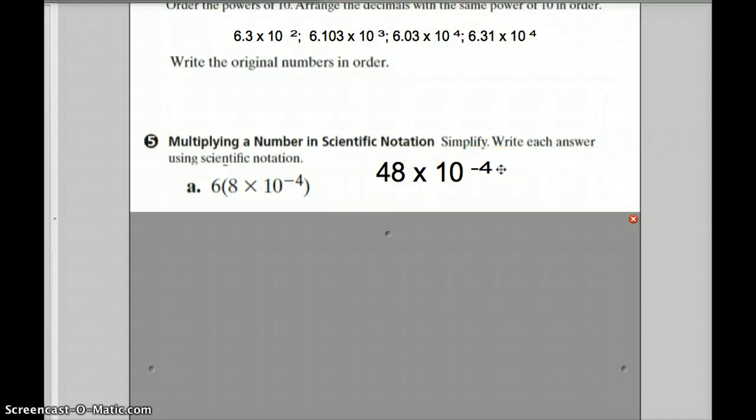Now I know the answer isn't written in proper scientific notation at this moment, but you can see here how we have basically 3 numbers multiplied together. 6 times 8 times 10 to the negative 4. So order of operations really doesn't matter here because we're just multiplying 3 numbers. So we can take and multiply these two together and then multiply it by this power.